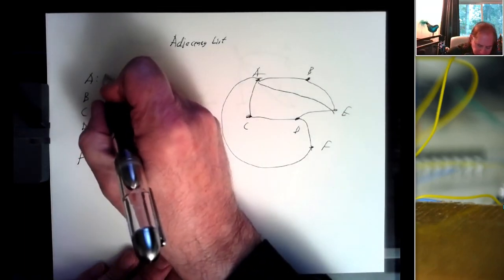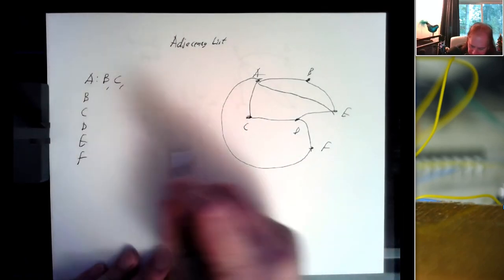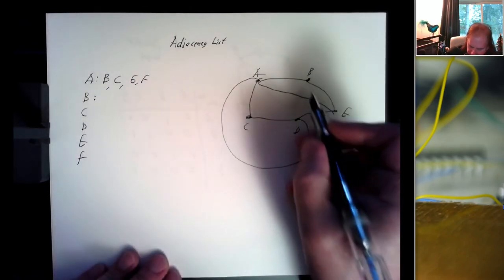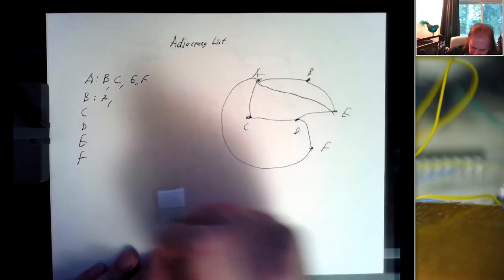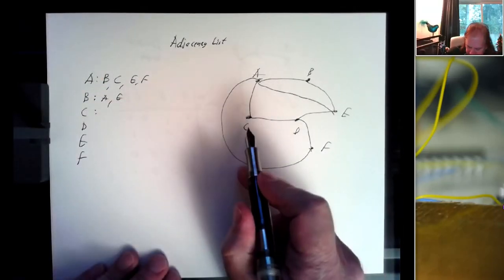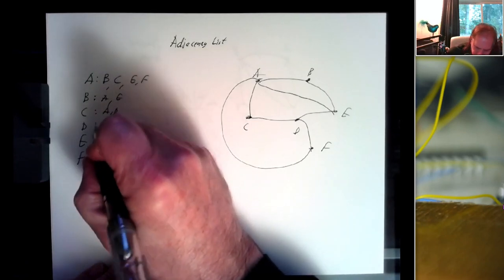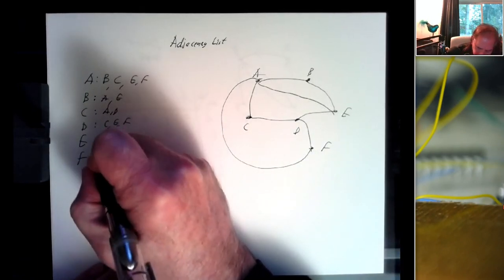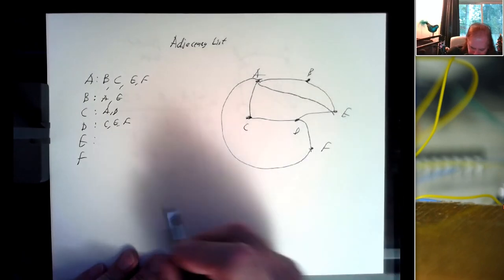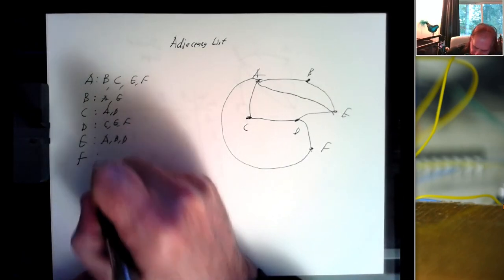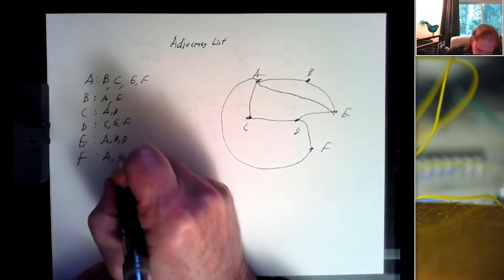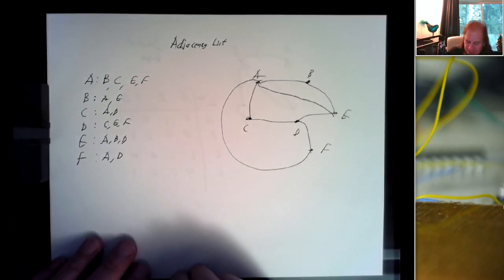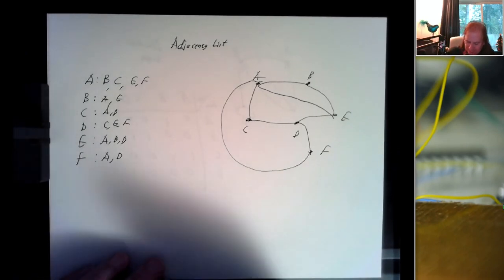So A is connected to B, and it's connected to C, and it's connected to E, and it's connected to F. And B looks like it's connected to A and E, and I think that's it. And C is connected to A and D. And D is connected to, looks like, C, E, and F. And E connects to A, B, and D. And F connects to A and D. And so this also captures all the information that we need about our graph.